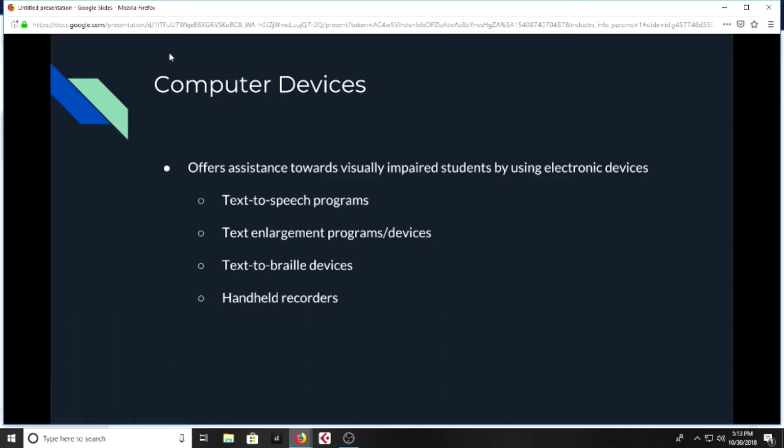There are also devices for text enlargement. There's a new device that's clipped onto the side of glasses. You can point at any word that's close by. The camera on the side of the glasses will notice what that word is, and then there's a little speaker to the side of it that will play it out, and then you can listen to it. There are also text-to-braille devices.